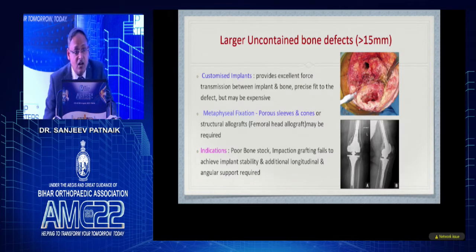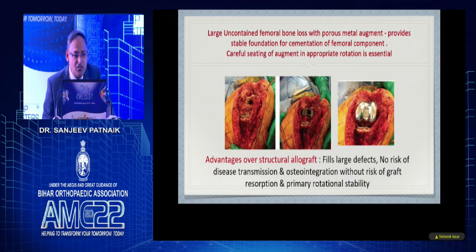Now, larger uncontained bone defects. Customized implants provide excellent force transmission between the implant and bone and a precise fit to the defect, but may be expensive. Metaphyseal fixation by porous sleeves and cones or structural allograft may be required. Indications are poor bone stock, impaction grafting failing to achieve implant stability, and additional longitudinal and angular support being required. So this is a large uncontained femoral bone loss with porous metal augment, which provides a stable foundation for cementation of the femoral component, and careful seating of the augment is also important for appropriate rotation.